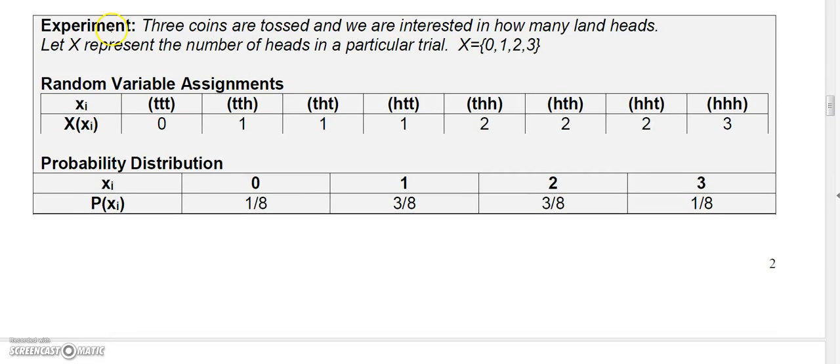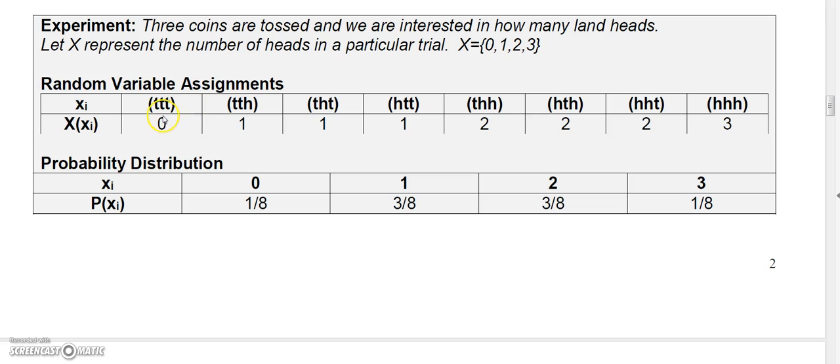Let's look at another experiment. Suppose that 3 coins are tossed and we're interested in how many of them land heads. Well, since I'm interested in how many heads occur, I'm going to let x represent the number of heads in a particular trial. And now let me list all the possible values that x can equal. X could equal 0 if I got no heads, 1 if I get 1 head, 2 if I get 2 heads, and 3 if I get 3 heads.